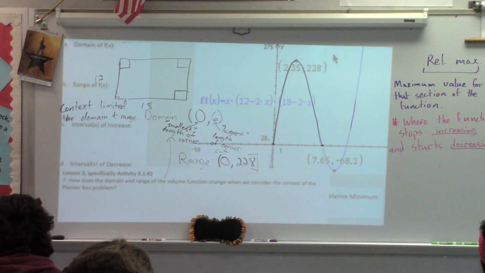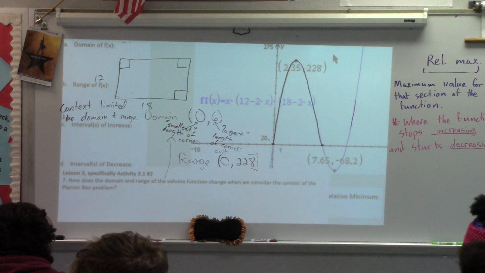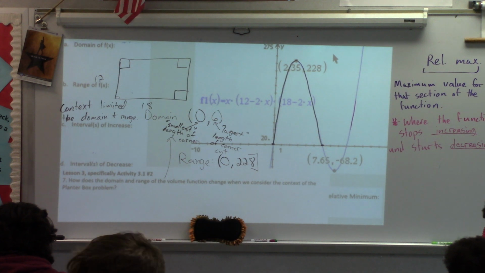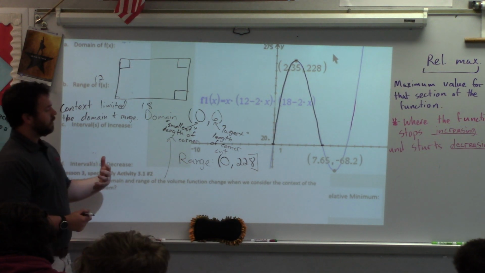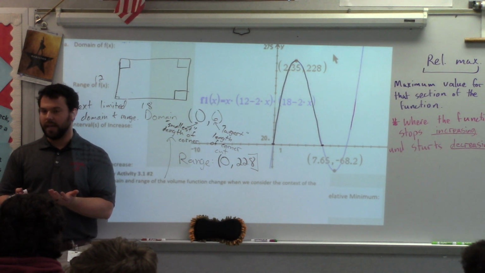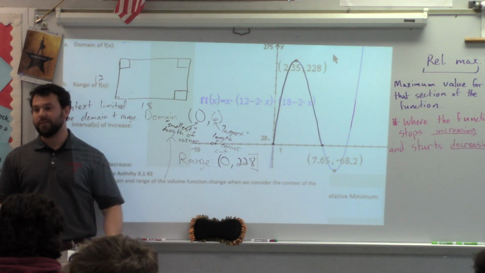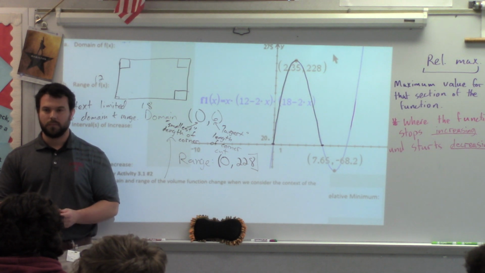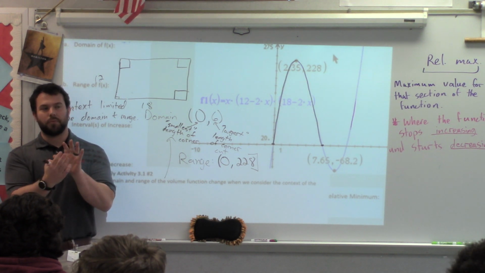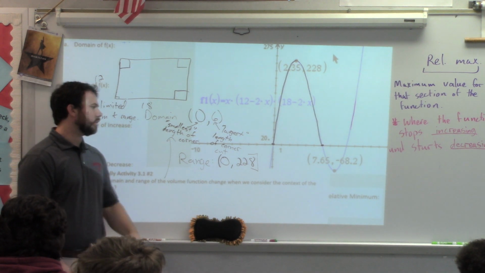Say again? You're confusing me with brackets and parentheses. A bracket means that the function actually has that value. A parenthesis means that the function does not have that actual value. If I talk about volume, and I'm talking about a rectangular prism, can a prism have 0 volume? No. That's why it has a parenthesis. It cannot actually have that value. What it really is, is that you're approaching that number, but you never actually get to that number. That is the most mathematical way to explain it.